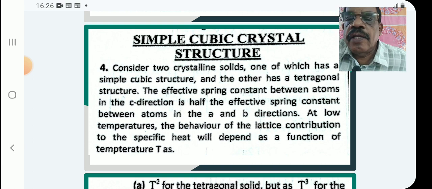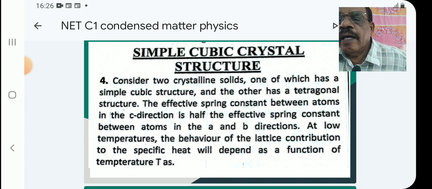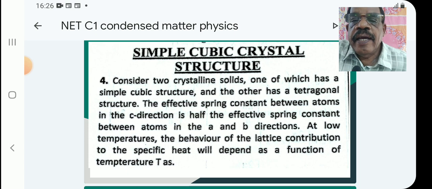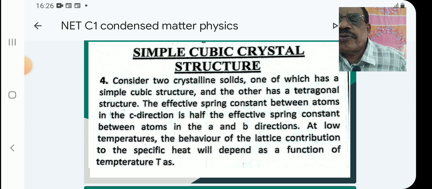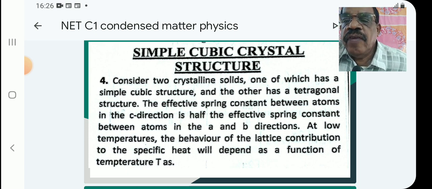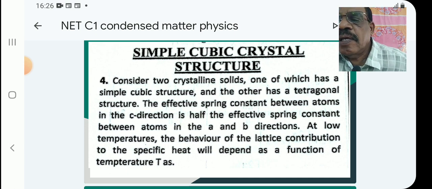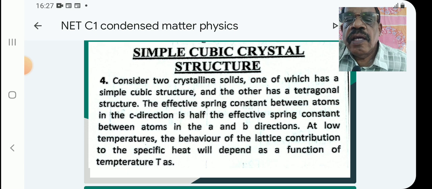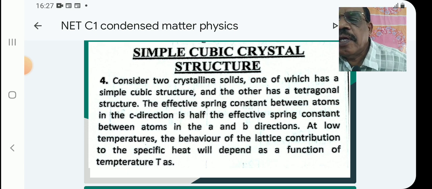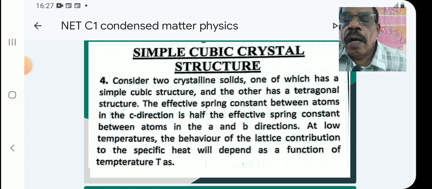Consider two crystalline solids, one of which has a simple cubic structure and the other has a tetragonal structure. The effective spring constant, or force constant, between atoms in the c direction, or z direction, is half the effective spring constant between atoms in the x and y directions, or a and b directions.